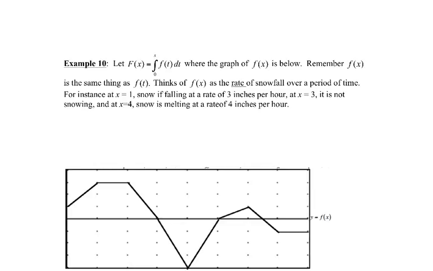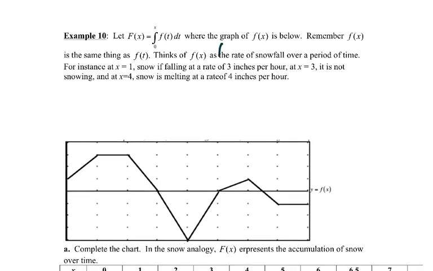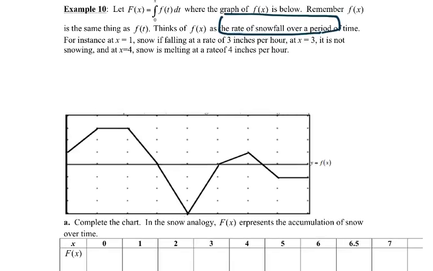Alright, so this problem is talking about the rate of snowfall. A graph is given to you, showing how much snowfall there is over a period of time. Snow falls on the ground, and over time it accumulates, so we end up with more snow, and then at a certain point the snow may melt and we lose some snow, so the rate is changing. So let's think of it that way.